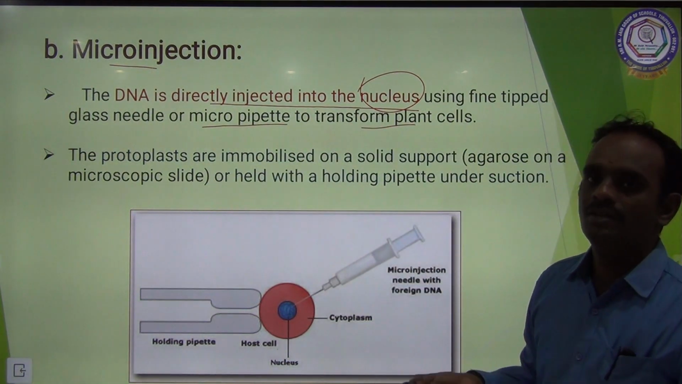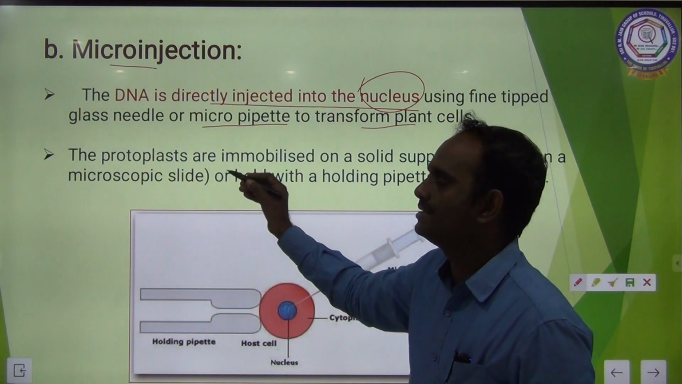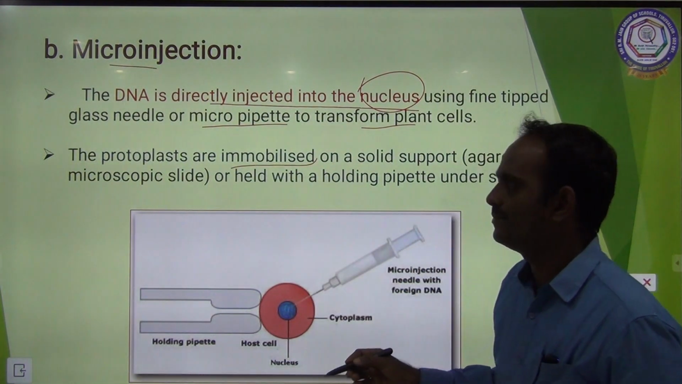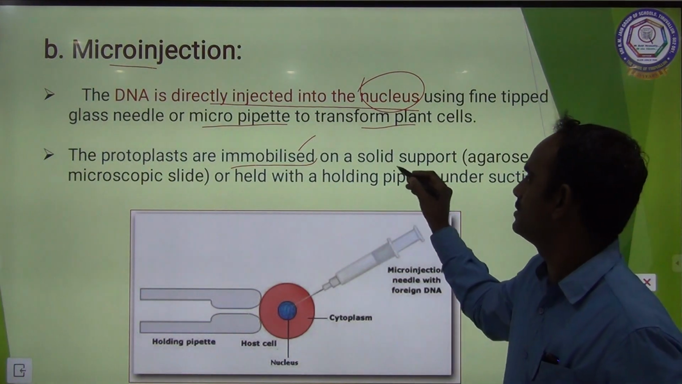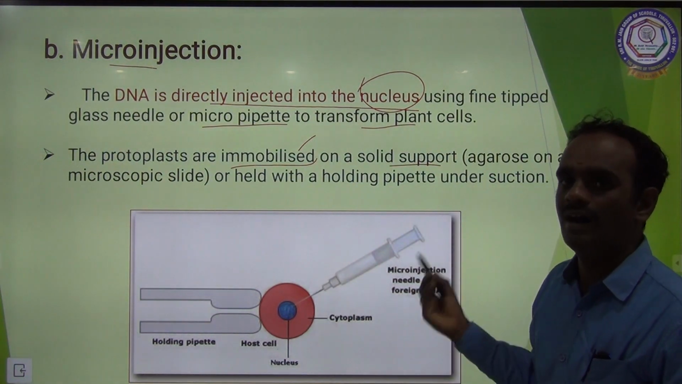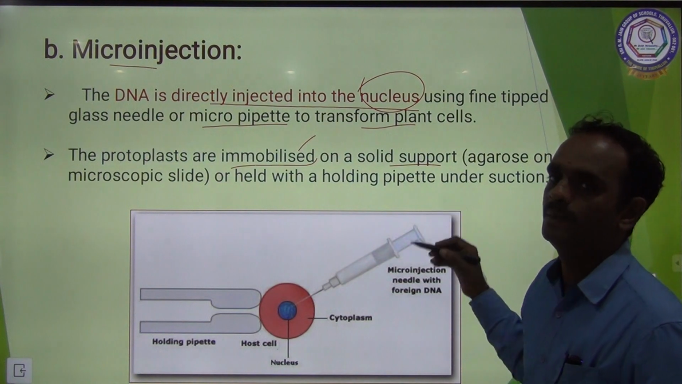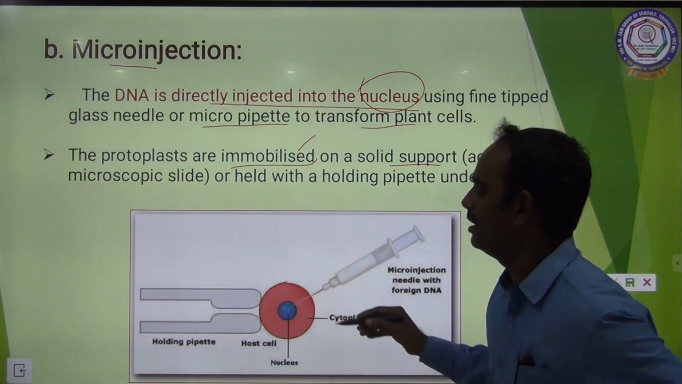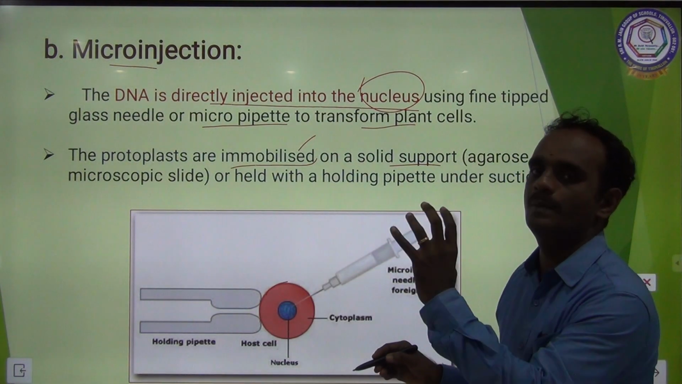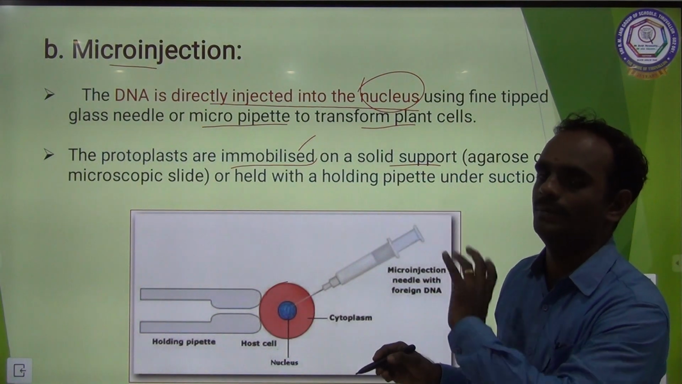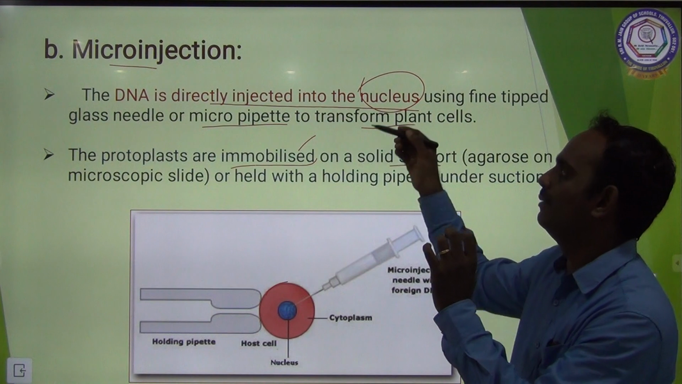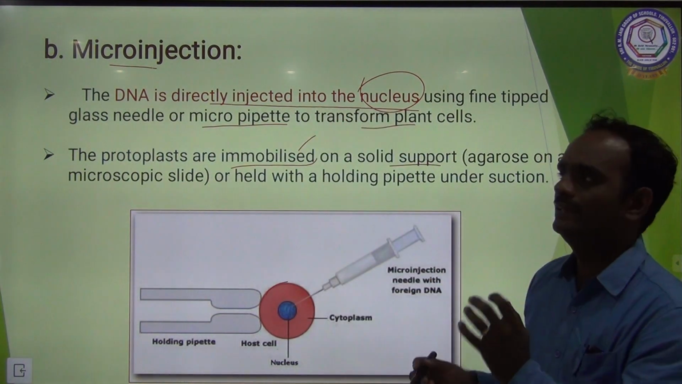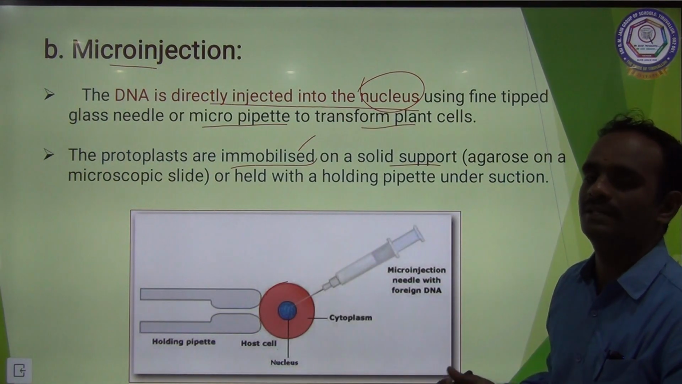The protoplasts are immobilized. Immobilized means there is no movement at all. They are immobilized on a solid support or held with a holding pipette. There is no movement of the protoplast. After that, we inject the DNA directly. That is the microinjection method.